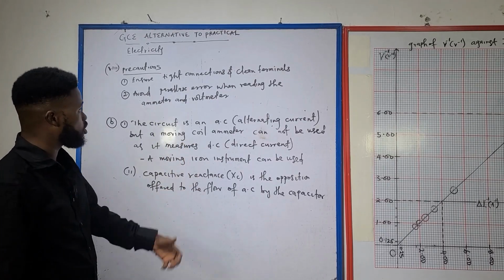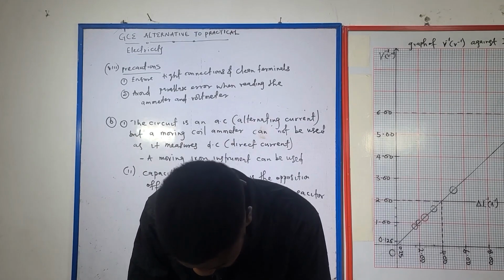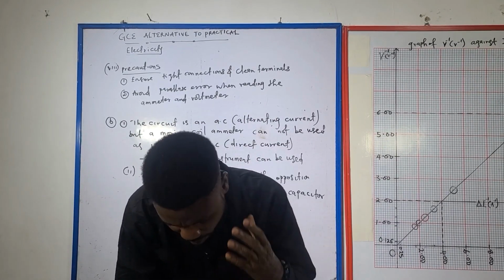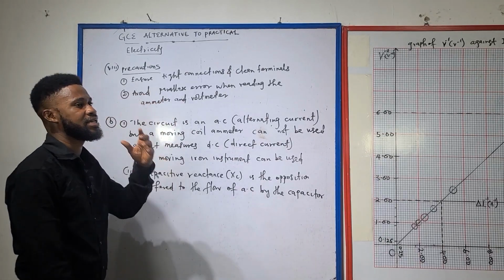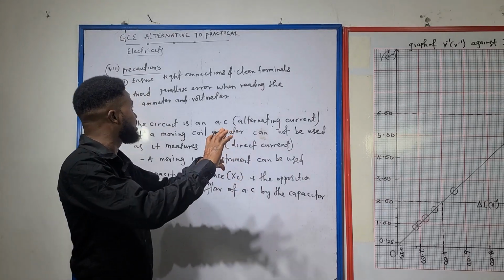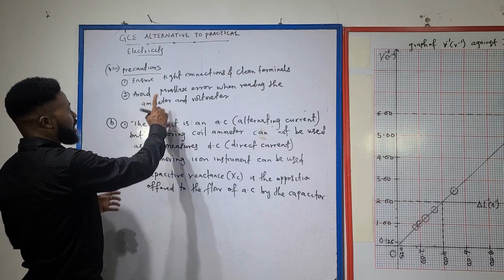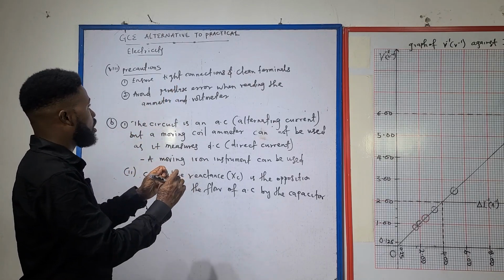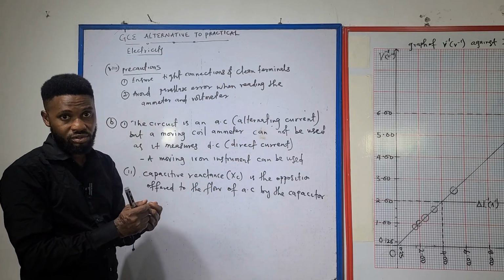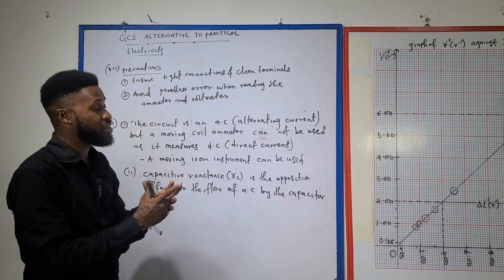So for question 8, we were asked, as you can see on your screen, to state 2 precautions you would take to obtain accurate results if you were performing this experiment in the laboratory. As you can see in the AC circuit diagram, the first thing is to ensure tight connections for your wires, and also ensure clean terminals.